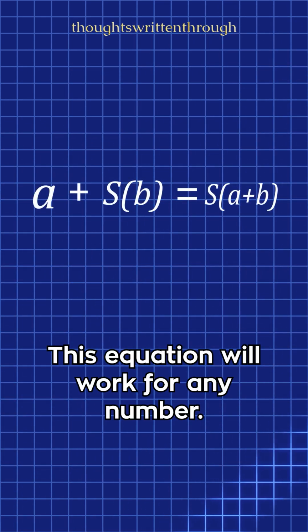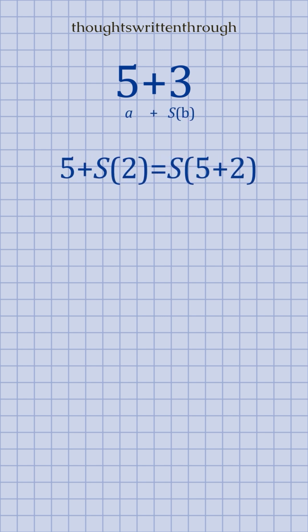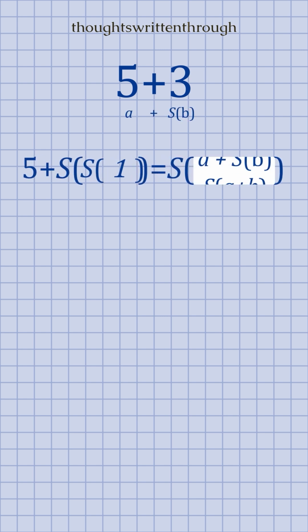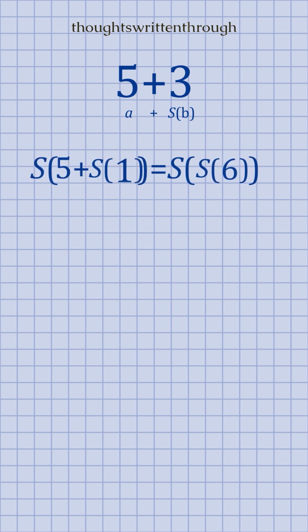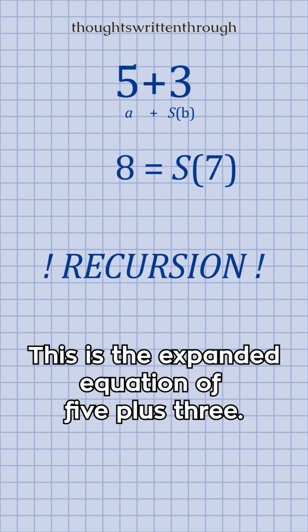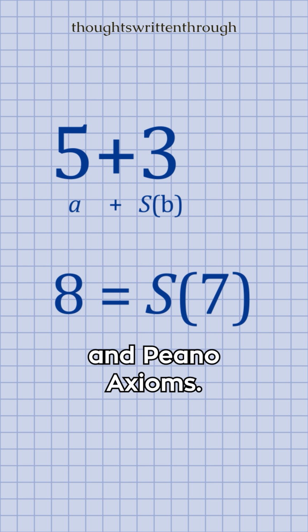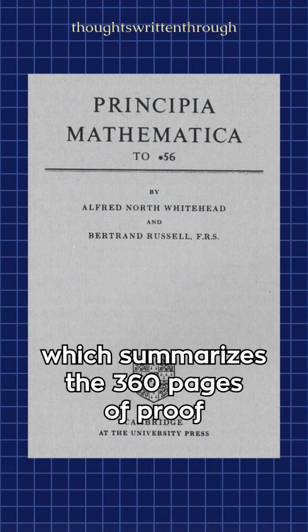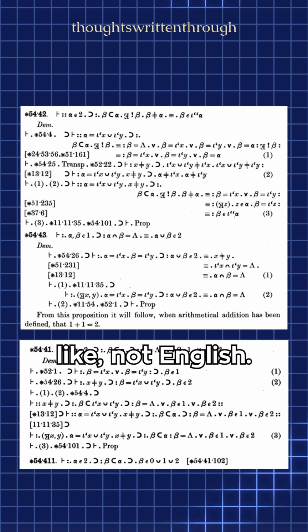This equation will work for any number. Here's 5 plus 3 as an example. This is the expanded equation of 5 plus 3, all from the recursion of addition and Peano axioms. This is just one part which summarizes the 360 pages of proof of the existence of number and the arithmetic behind it. It's unreadable, like not English.